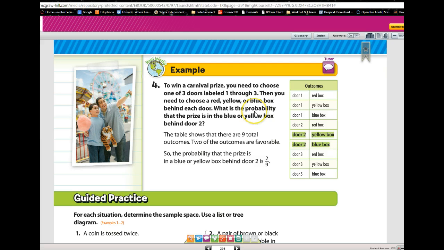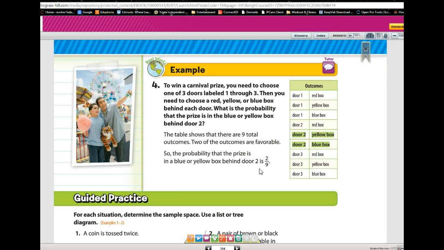Now, the question asked, what is the probability that the prize is in the blue or yellow? So we're going to pretend that the prize is in the blue or yellow box behind door 2. So we have the blue and yellow box with door 2. That only happens 2 out of 9 times. So the probability that the prize is going to be in one of those 2 is 2 out of 9.